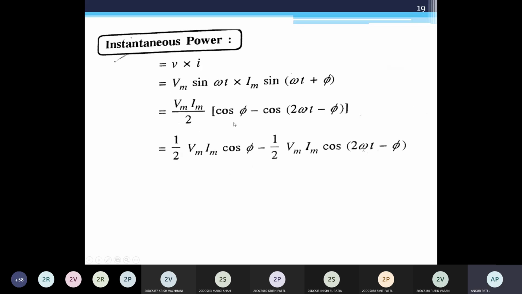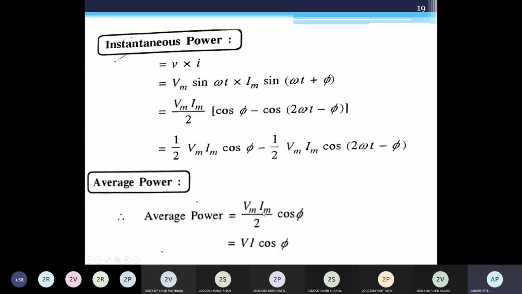So this is the instantaneous power: Vm sin omega t into Im sin(omega t plus phi). So Vm Im by 2, by multiplying by 2 and dividing by 2, we get the 2 sin A sin B form, that is cos(A minus B) minus cos(A plus B). So here we get two terms. The first term is the useful term. The second one is the pulsating term, whose average is equal to 0. So we are considering the half Vm Im cos phi.